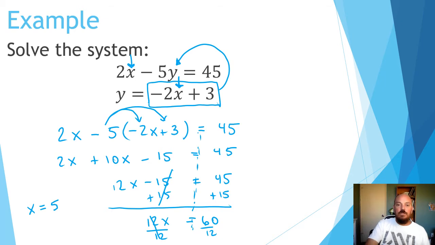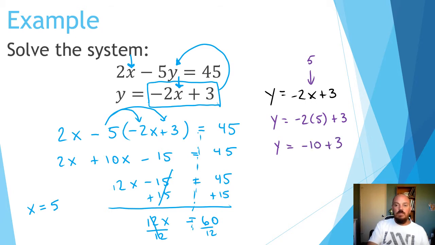So I'm going to take the bottom equation, and I am going to substitute 5 for x right here. So I'll have y equals -2 times 5 plus 3, or y equals -2 times 5 would be -10, and -10 plus 3 is -7. So those two things together are my final answer. X is 5 and y is -7.